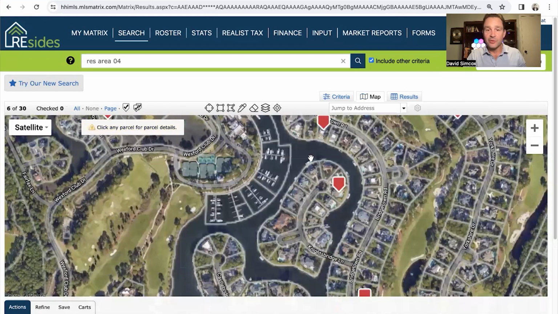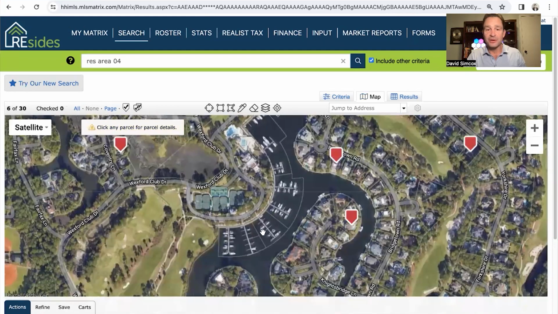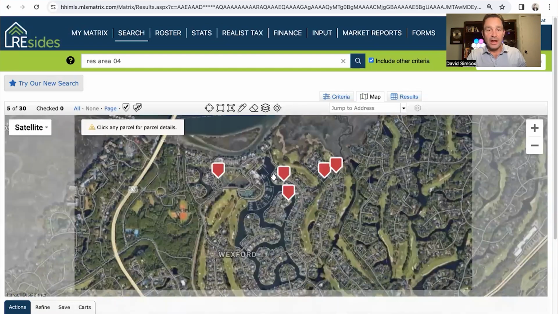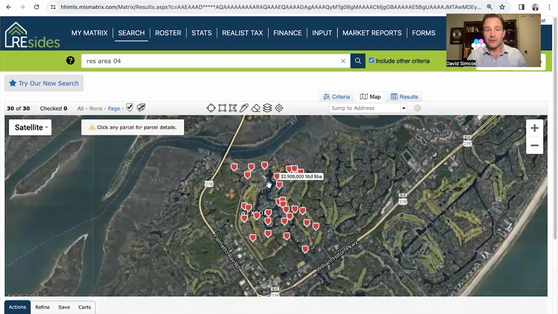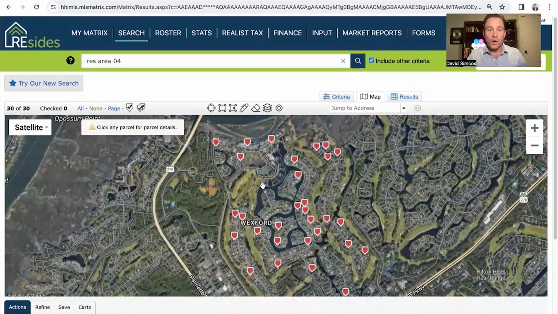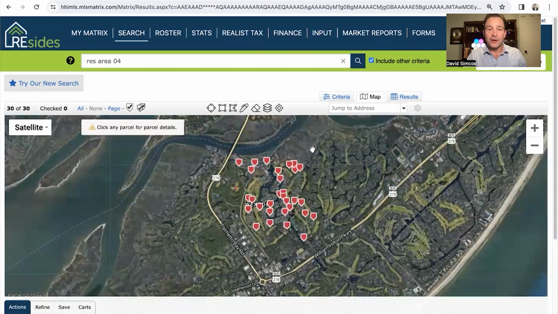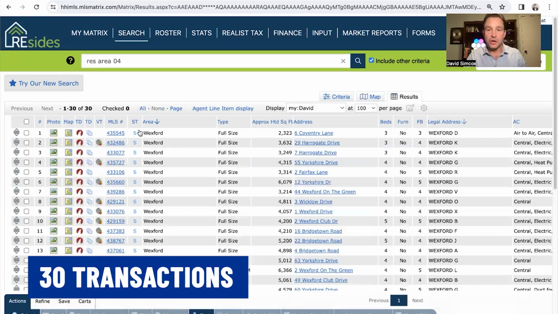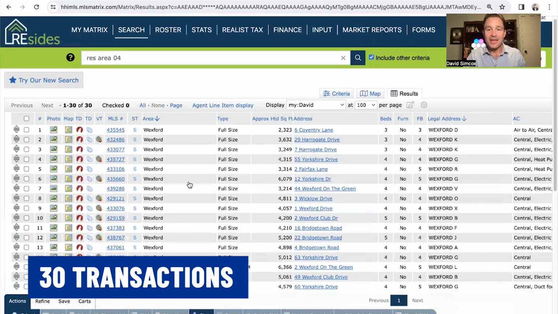And as you can see, some of these properties have boats behind their house, but they also have this marina right here, an amazing luxury amenity center right here. We'll have to talk about that separately on another video, but you can see quite a few opportunities to buy in Wexford, represented by the number of red dots here. And there were 30 transactions over the past year.